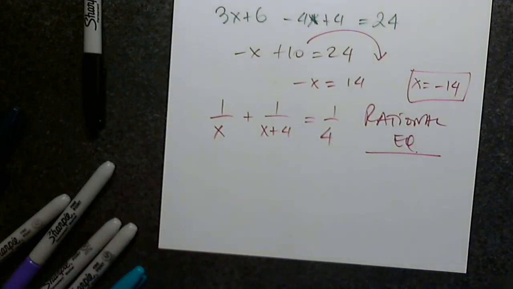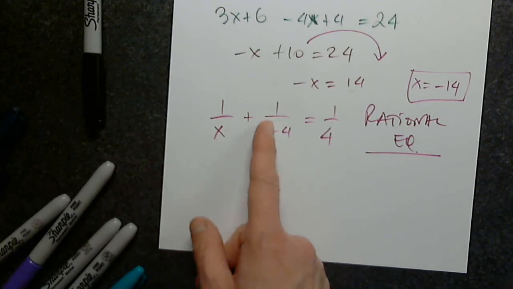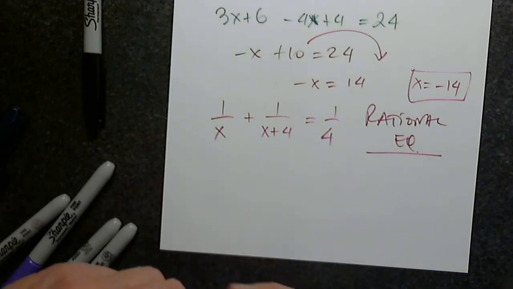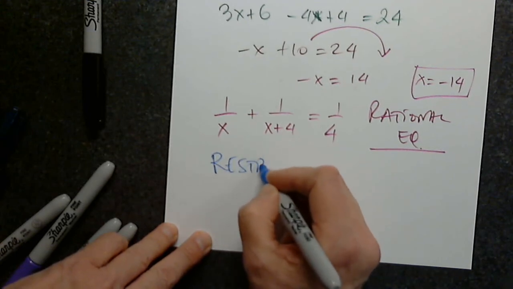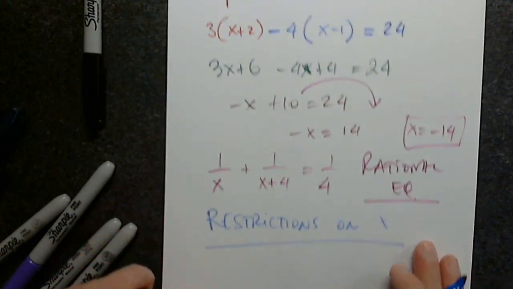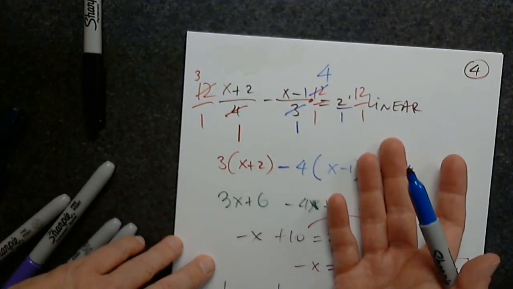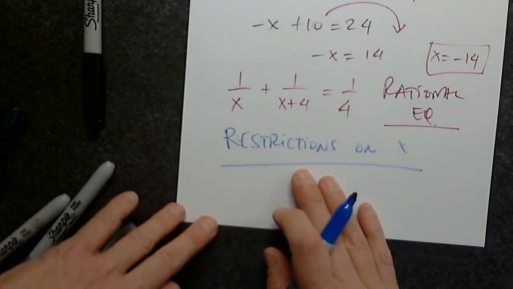Okay, first of all, my first step would be to factor the denominators. But the denominators are factored. There's nothing I can do to x. It's factored already. There's nothing I can do to x plus 4. It's factored already. There's nothing I can do to 4. However, I have to state restrictions on x. How come I didn't write restrictions here? There was no x in the denominator. No x or x plus 1 or x minus 3. But here I have a problem.